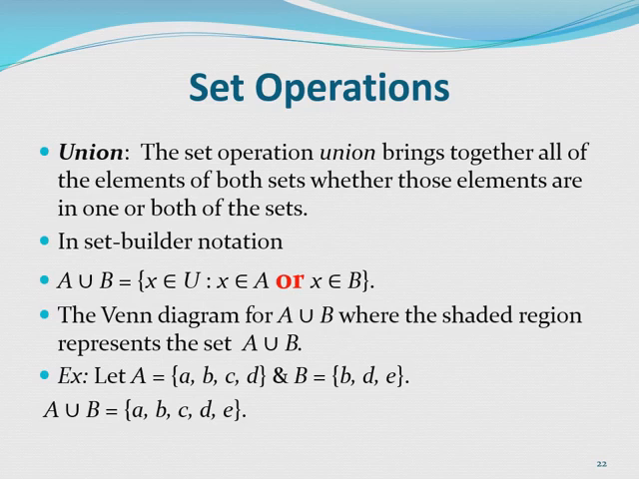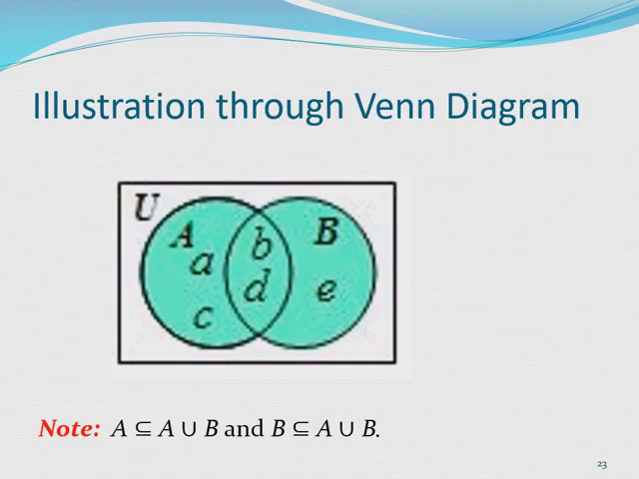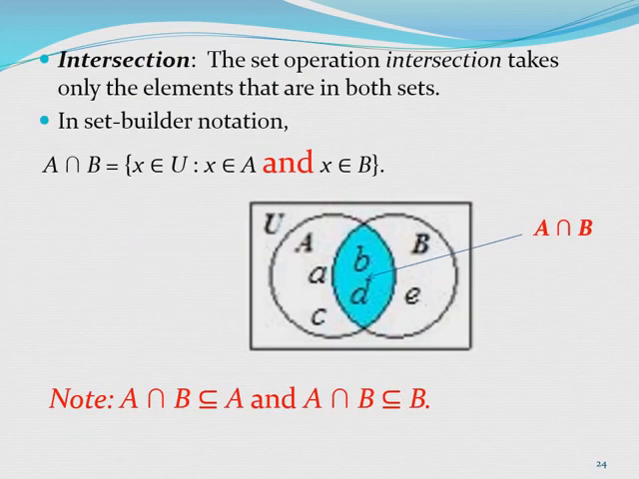The Venn diagram for A union B is given with a simple example. A is the set of all elements a, b, c, d, and B is the set of all elements containing b, d, e. A union B: pick up all the elements, don't repeat the elements, and now the diagrammatic representation, which is nothing but the Venn diagram. Make a note, A is a subset of A union B and B is a subset of A union B too.